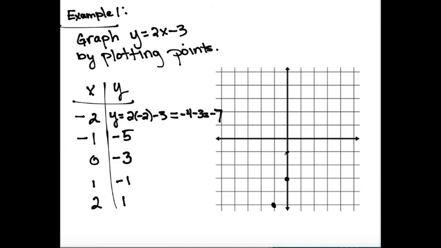Then I have 1, -1, so I'm going to start at the origin, go to the right 1, and down 1. And then lastly, I have the point 2, 1. I'm going to go to the right 2 and up 1.